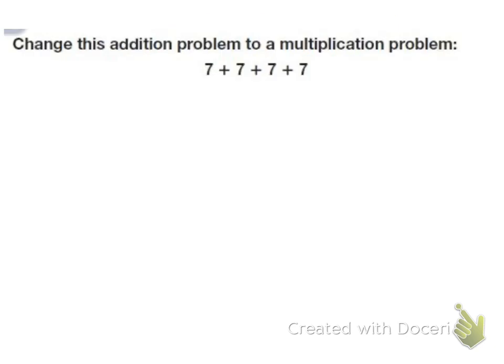Okay, so let's change this addition problem to a multiplication problem. So 7 plus 7 plus 7 plus 7. So I know that I see 4 7s added together. So I would write 4 times 7. I could also say 7 times 4. Either way is correct.